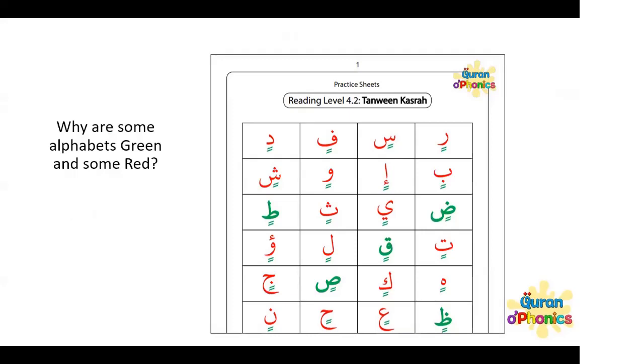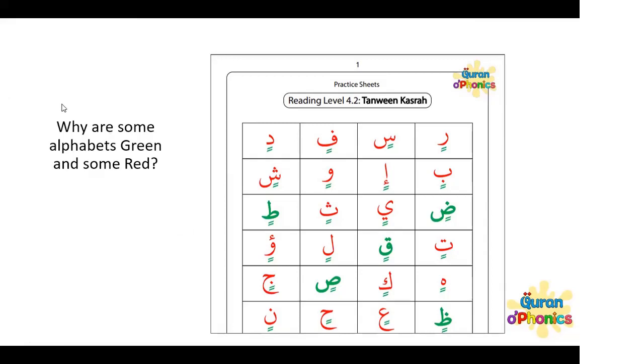All right, let's begin. So we'll open up chat, and if you attended or if you watched last week's recording, you would know this. And if you're familiar with the Quranophonics reading program, please type, why are some alphabets green and some in red? What is the reason that these alphabets have been divided in these colors according to the Quranophonics program?